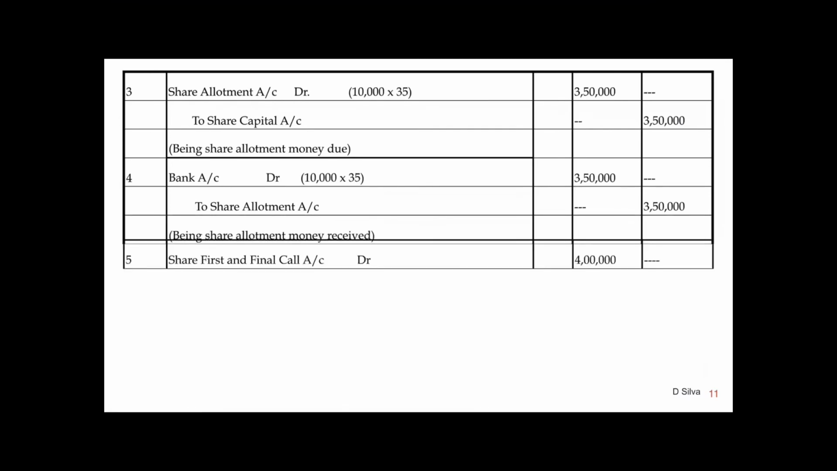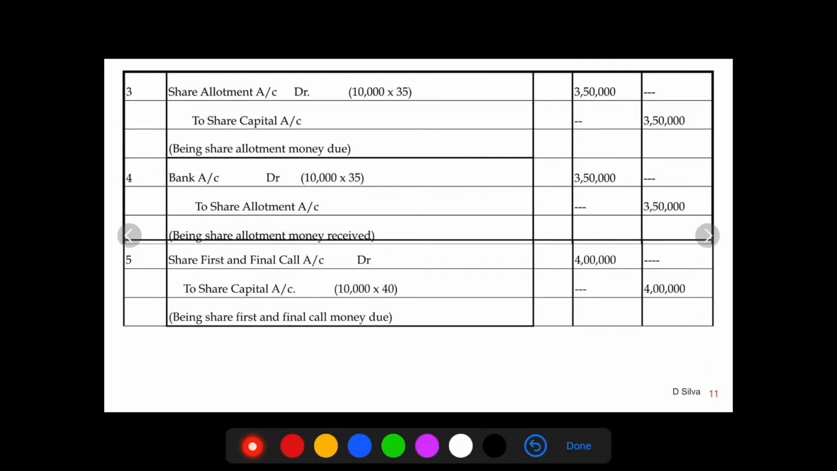With respect to the last set of journal entries, share first and final call account debit to share capital account, being share first and final call money due. So money is still pending on first and final call for 10,000 shares of rupees 40 each as mentioned in the question. So the amount being debited and credited is rupees 4 lakh. So still we haven't received the money.